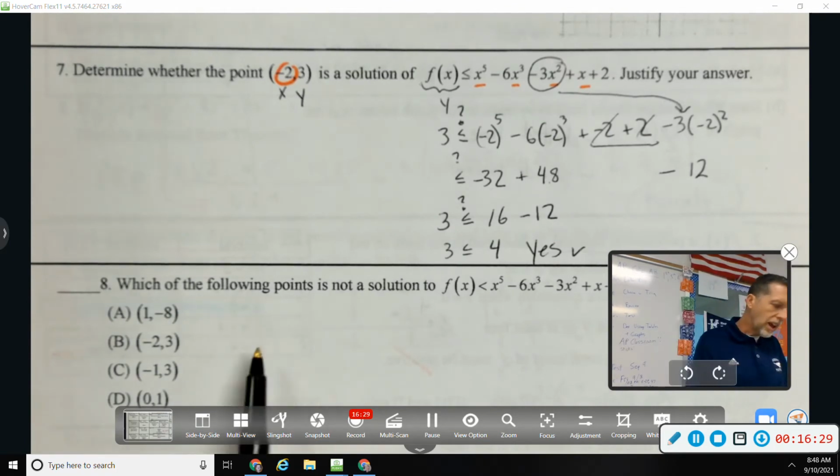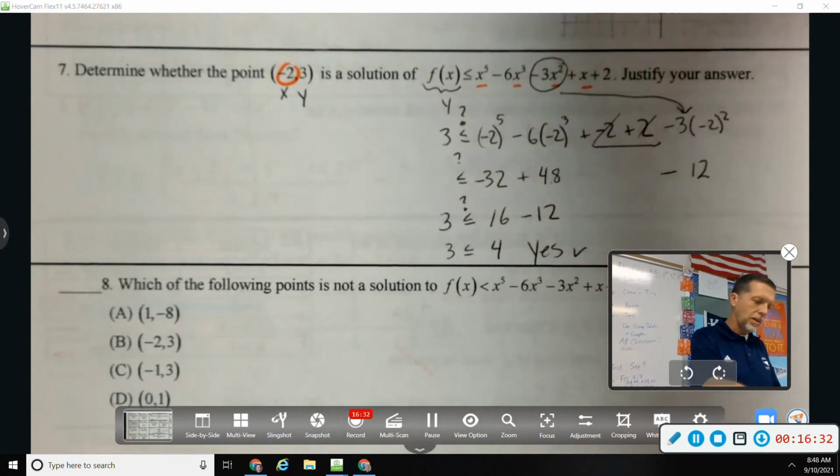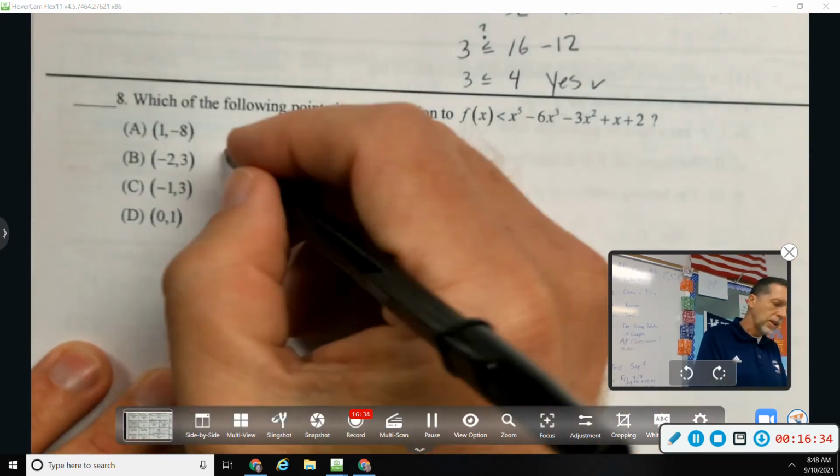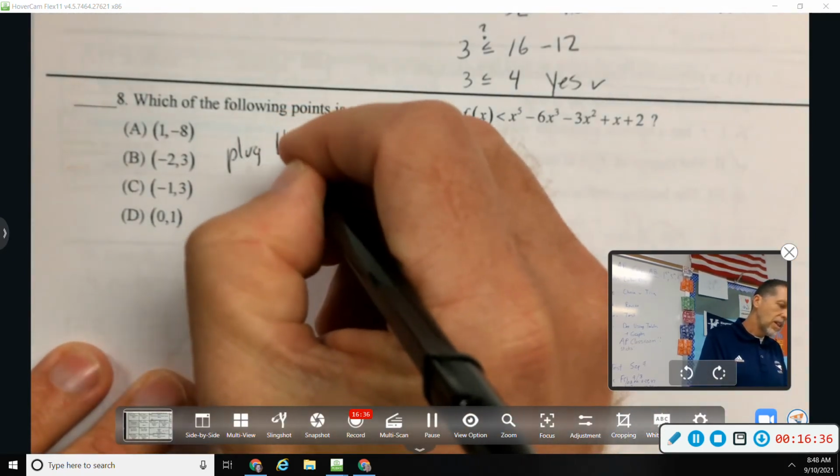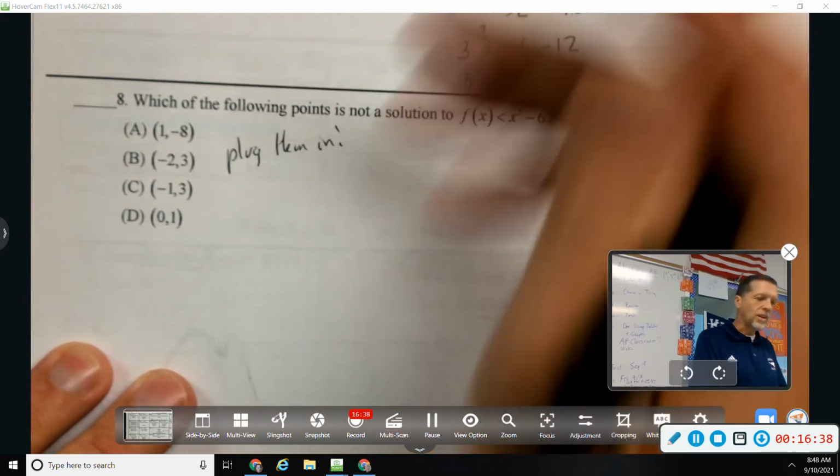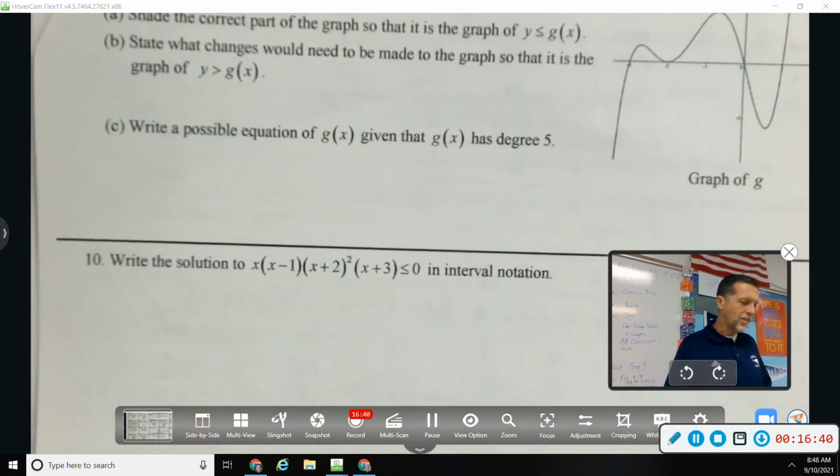8 is the same thing. Let's skip number 8 because all you're having to do is plug them in. But you got to plug in 4 of them, so pass on that.